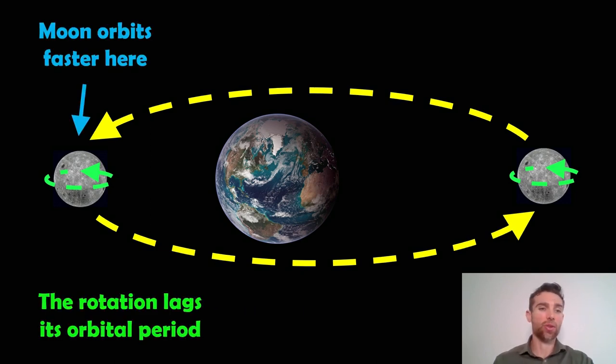At this location here on its orbit, it's at the pericenter, which means that the two objects are closest.